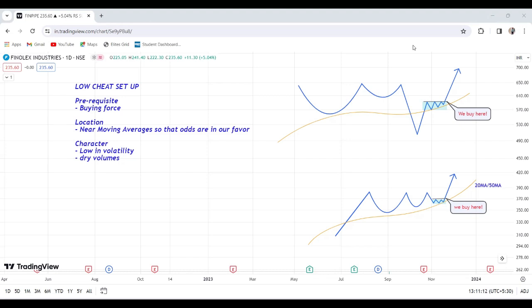I'm back with one more video, and in this video we are going to discuss the low cheat setups, how to find them, and how to capitalize on those opportunities. So here I have listed some conditions, some points you need to keep in your mind before entering into a trade and confirming whether the setup is a low cheat or not.